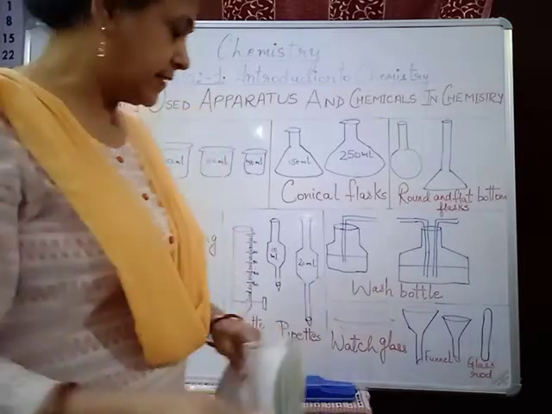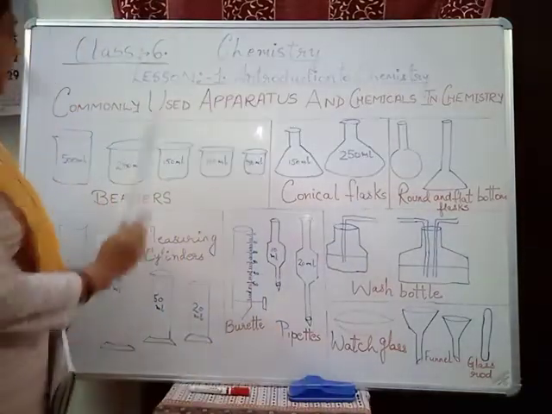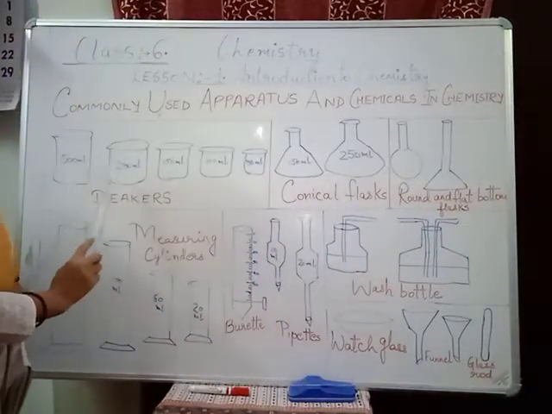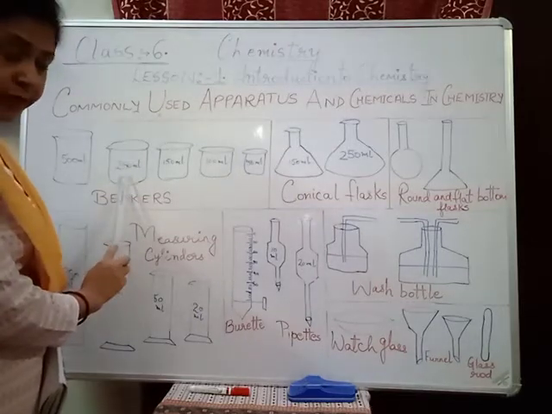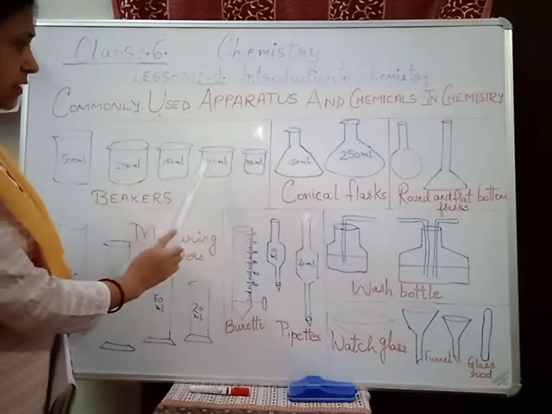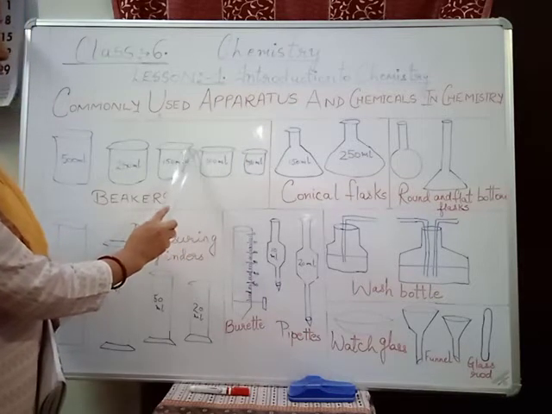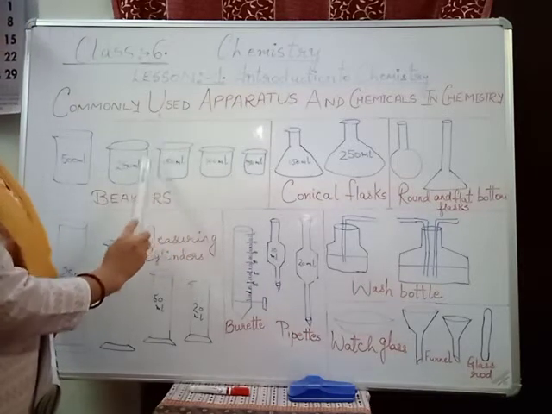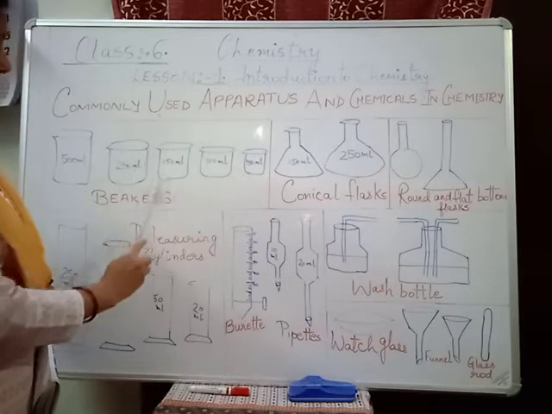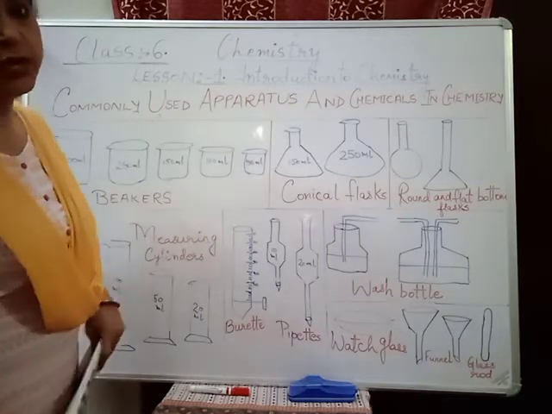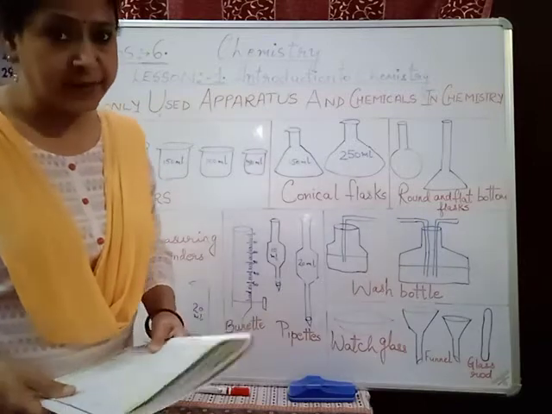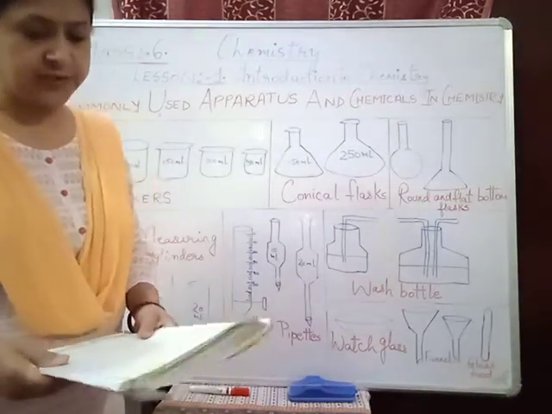So children, let's see the beakers. These are the commonly used beakers: 500 ml, 250 ml, 150 ml, 100 ml. It is pointed and it is cylindrical in shape. See the shape? These are called beakers, which are used in our chemistry laboratories.